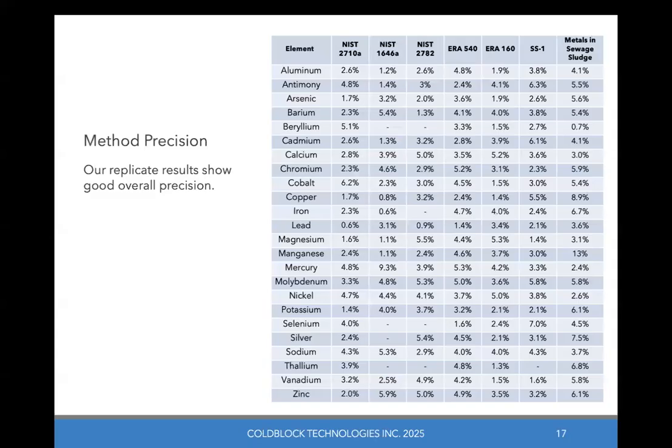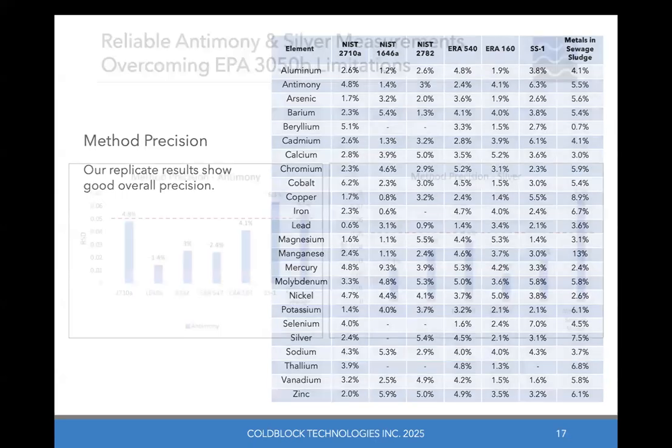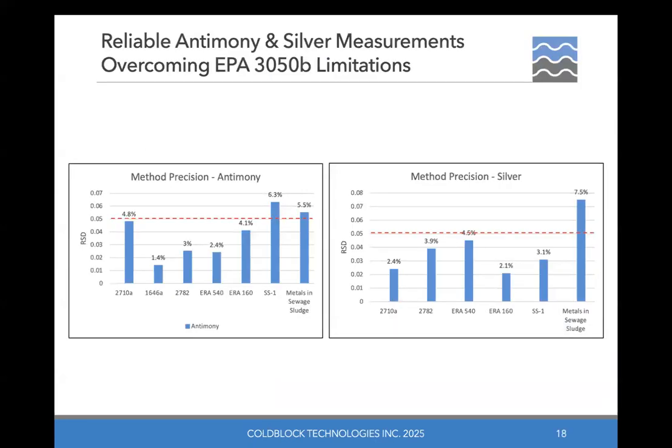Here we are showing RPD values across all the CRMs. As you can see, most of the results are well below 5%. Even in difficult matrices like sewage sludge, the method demonstrates reliable reproducibility. Now, precision and reproducibility for challenging elements like antimony and silver were also good. You can see here with this method that we are overcoming some of the performance gaps that you would see with a typical 3050B approach.